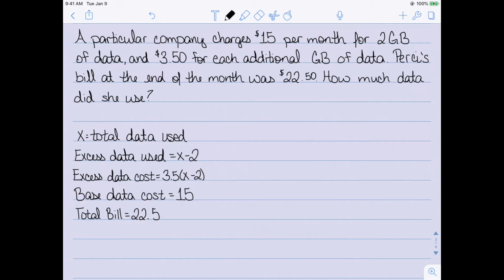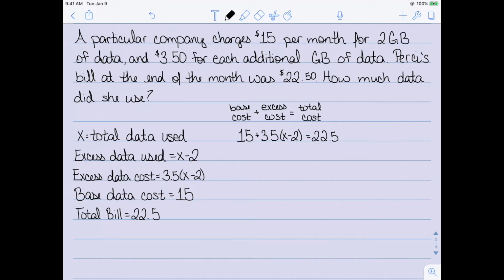So now that we've organized all of our information, let's set up our model. The basic formula or idea we need is that the base cost plus the excess cost is going to be equal to the total cost. Well, we have all of those in this list of data over here to the left, so we just need to fill in our information. So we have 15 plus 3.5 times x minus 2 is equal to 22.5.